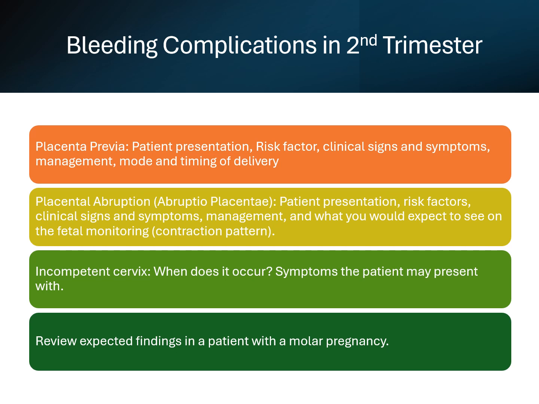And what would you expect to see on the fetal monitor? What kind of contraction pattern? Make sure that you're reviewing the fetal monitoring lecture in detail. Make sure that you're able to differentiate between placenta previa and placental abruption. Incompetent cervix, when does it occur? Symptoms a patient may present with, and review expected findings in a patient with a molar pregnancy.